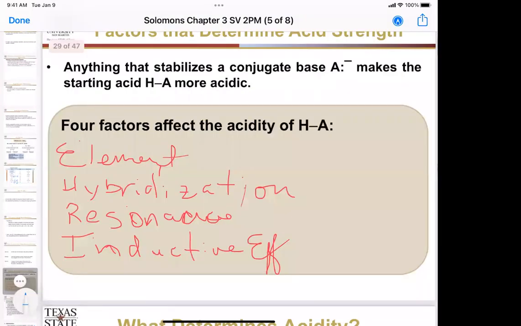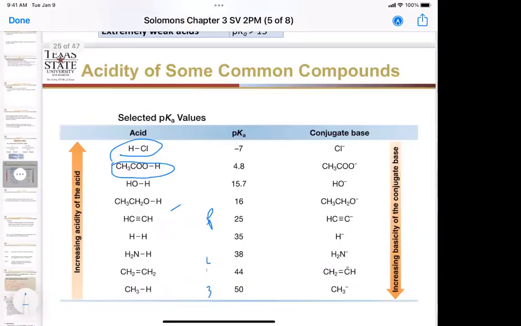Why is that? Is it because it holds electrons? The electrons that get left behind are held tighter to the nucleus. Remember, when we transfer a proton, the electrons stay behind. And if you can better stabilize those electrons that stay behind, it's more acidic. Does that make sense? We're going to see that demonstration again when we talk about conjugation.